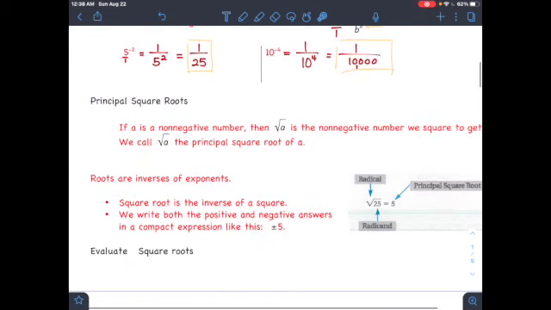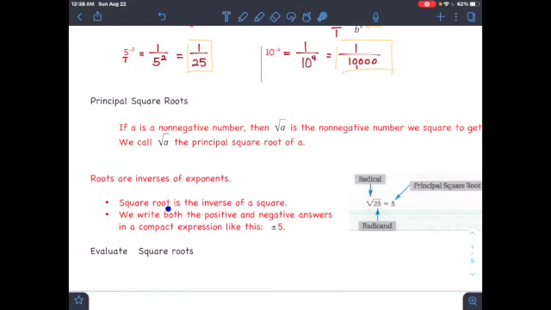Going on, a few rules. Rules are inverse of exponents. So there are all kinds of rules that are inverses, that means they cancel out each other. And here's the very first one. A square root is usually the very basic one we talk about.